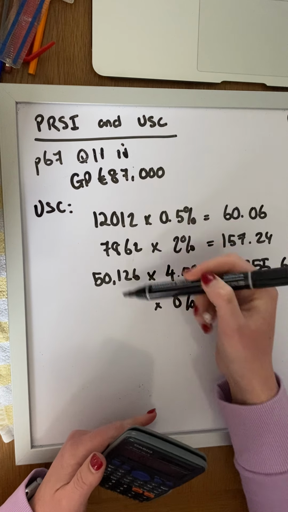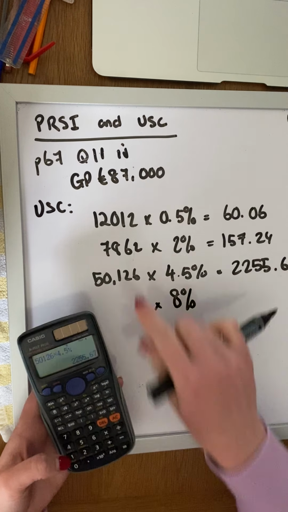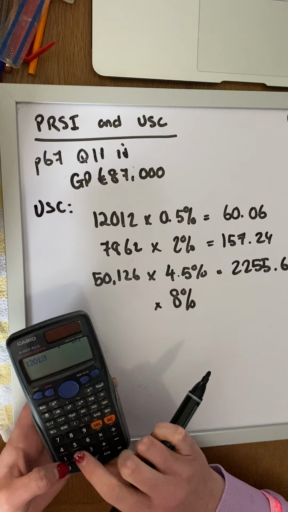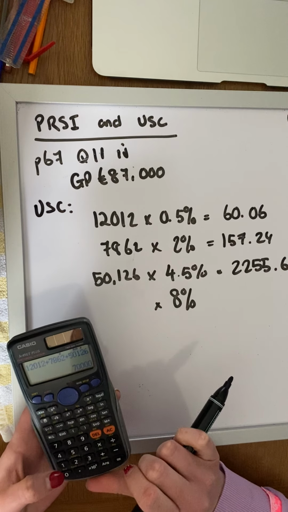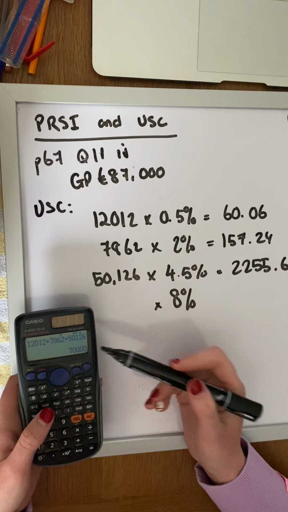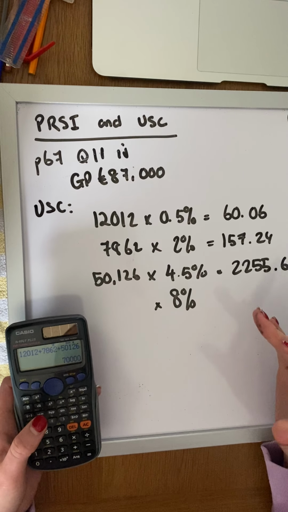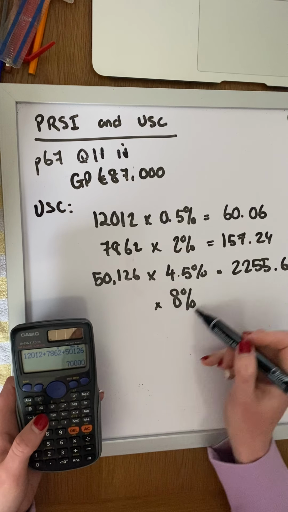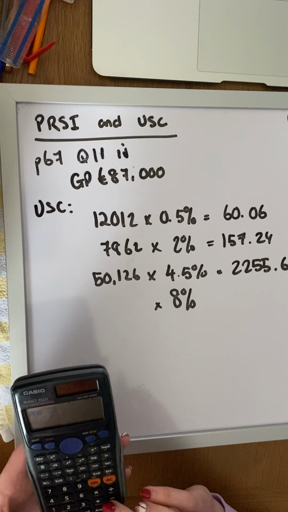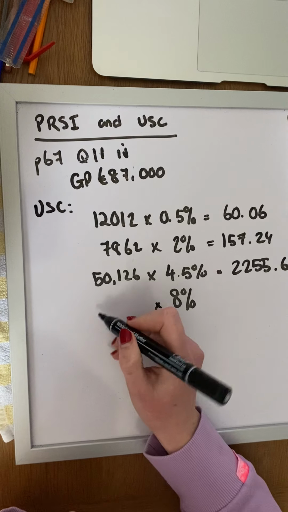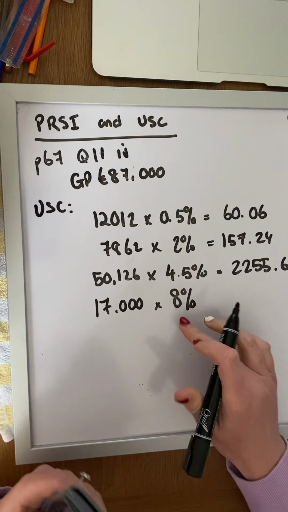Now, the next section of her income is going to pay 8%. But the first thing we have to do is check, does she have to pay that? Her gross salary is 87,000. So if we add these three figures together, 12,012, 7,862 and 50,126, that gives us 70,000. That means these three brackets are the first 70,000 of your wages. Anything over and above that, you pay the 8%. She earns 87,000, so if we subtract 70,000 from 87,000, that gives us 17,000 that she has to pay the 8% on.